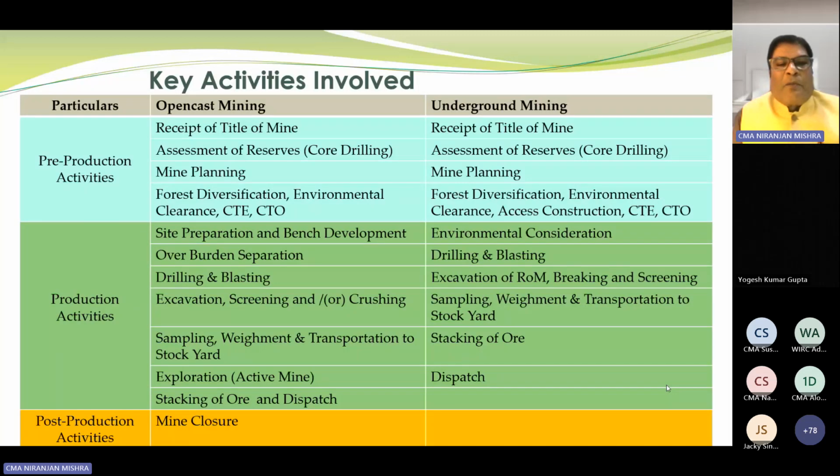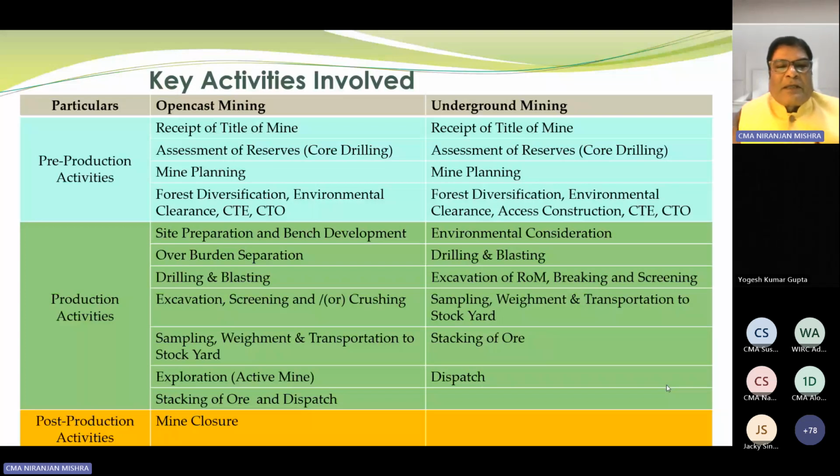Then the company will go for sampling. Sampling is of two types: internal sampling and external sampling. In internal sampling, the company has its own quality control department. They will check the various grades of the ore, and accordingly they will stack it in the stockyard. External sampling means the sampling will be done by an external agency or government departments.